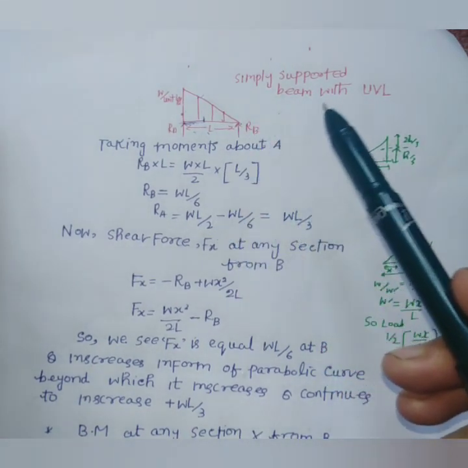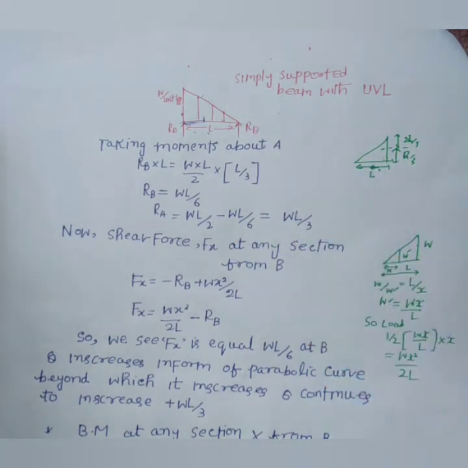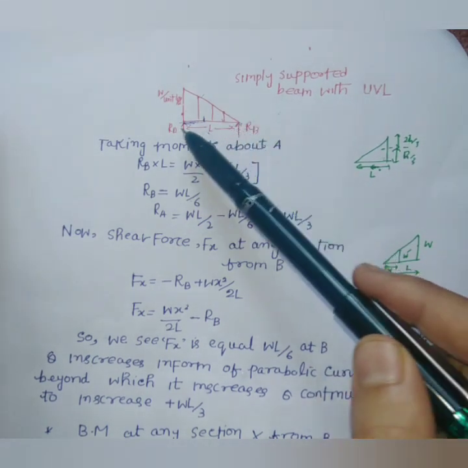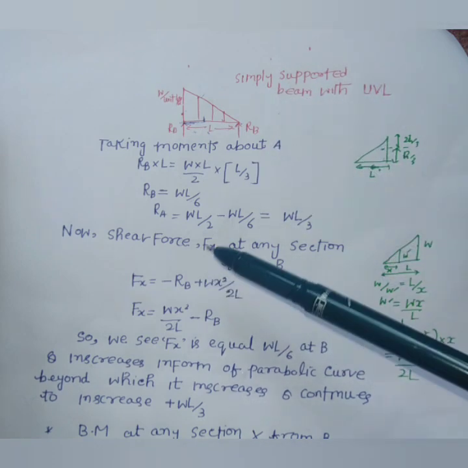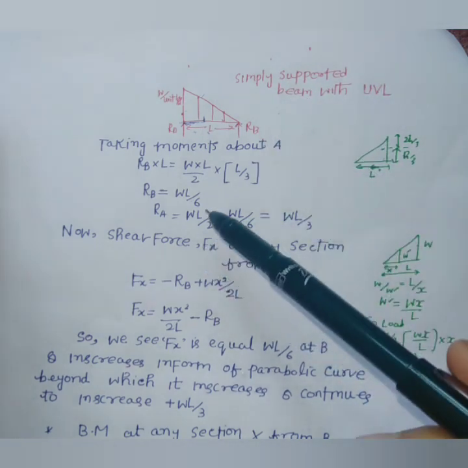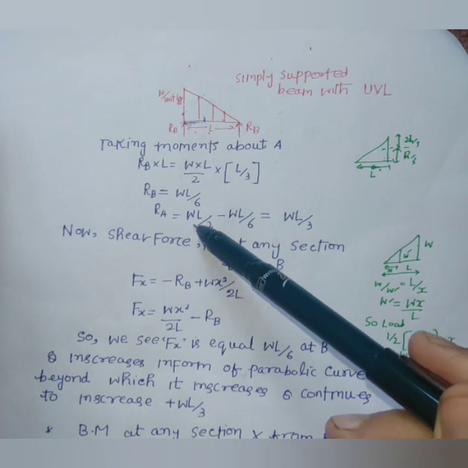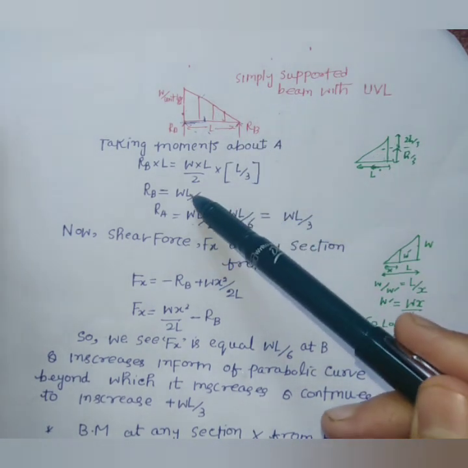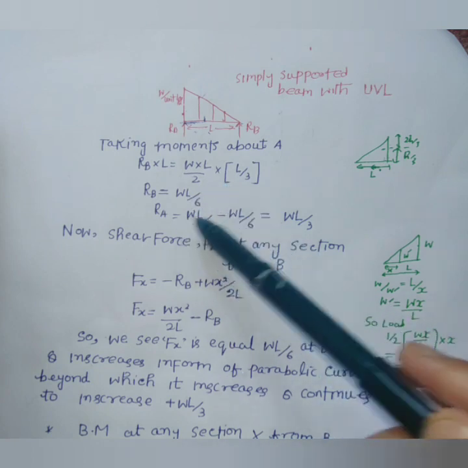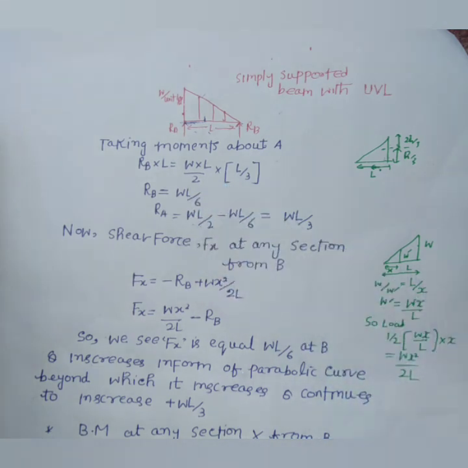So after getting reaction at support B, we wish to know the reaction at support A. For this we need to subtract the reaction RB from the total load. Total load is 1/2 of base into altitude, which is the area of the triangle, minus RB, WL divided by 6, which will be equal to WL divided by 3. I hope you have got both the reactions.